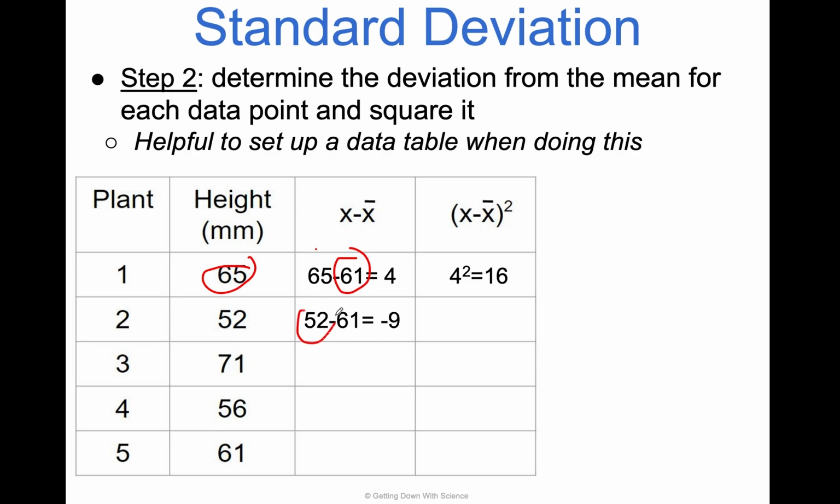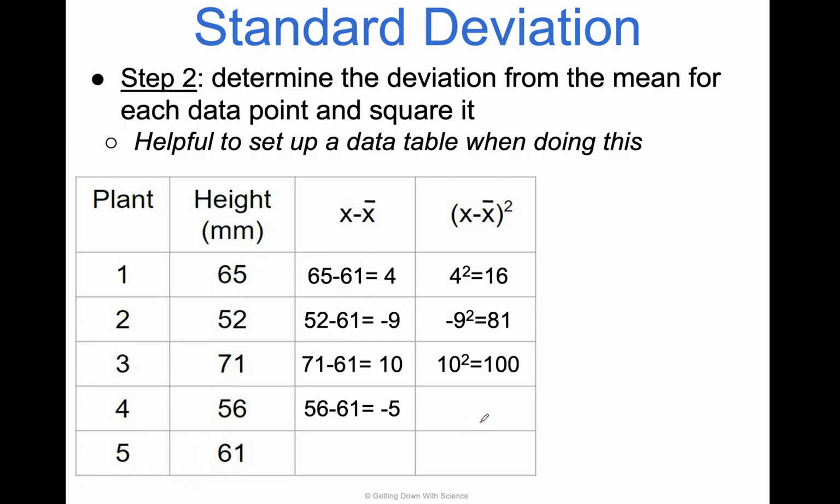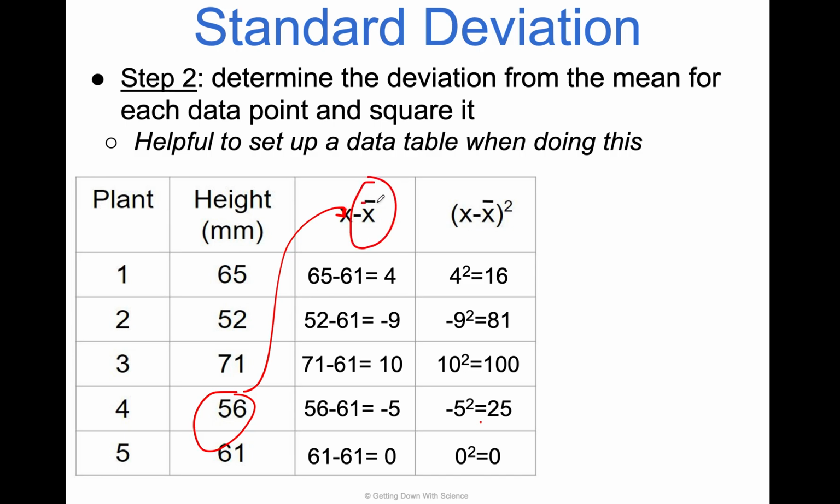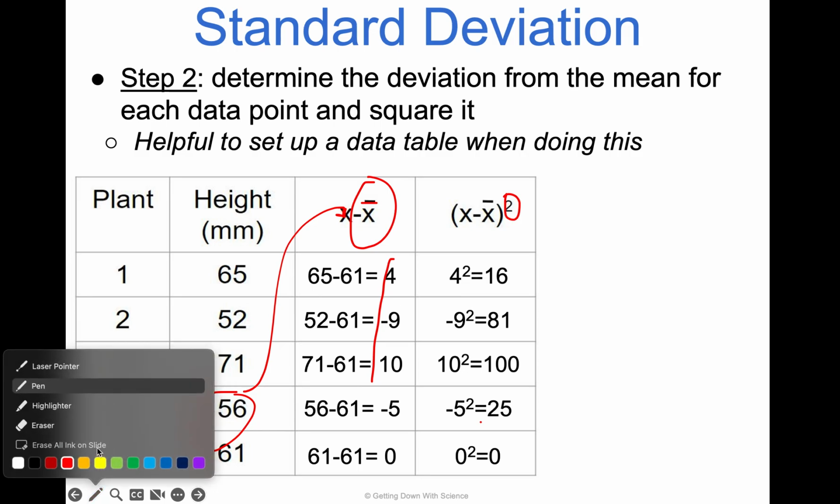Now, if your data point is less than the mean, that's okay. Just make sure you do negative. When you square a negative number, it becomes positive. So you're going to do this all the way down the line. Boom. Done. Did you see how we did that? The data point itself, which is represented by x, and the mean, which is represented by x with a little line on top of it. Once you get those values, then you just square them. All right, so we're doing this step by step.